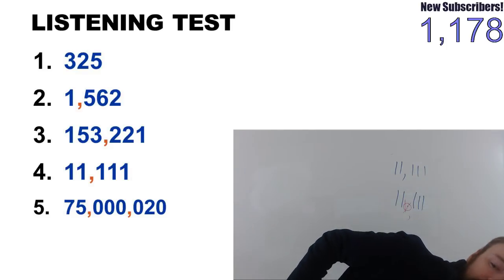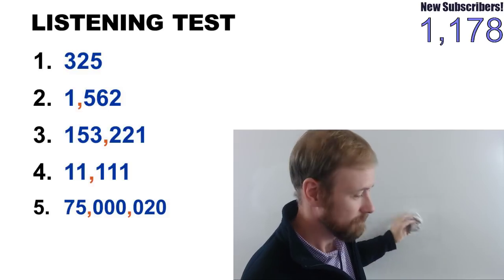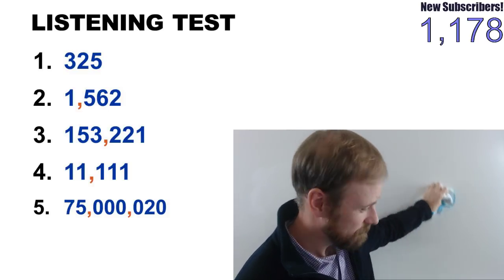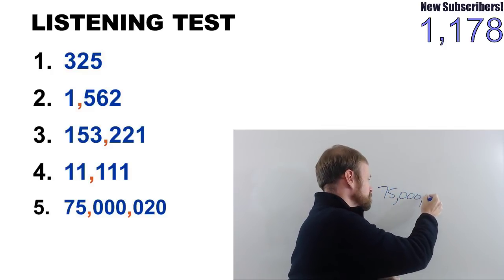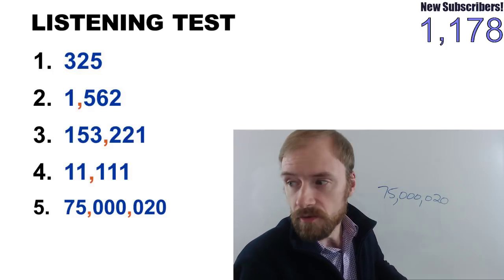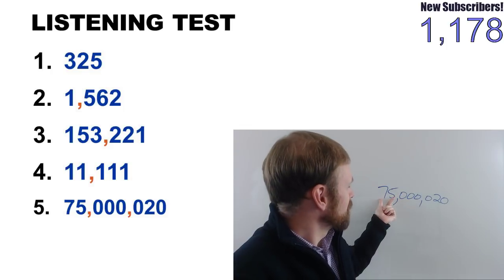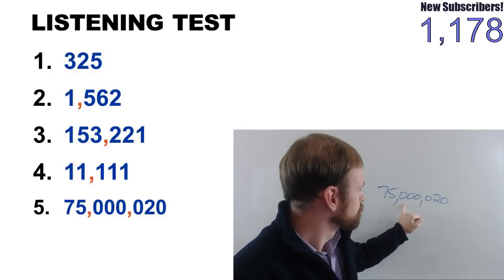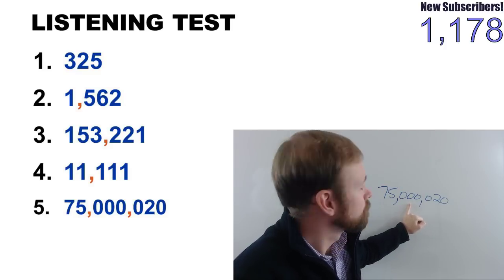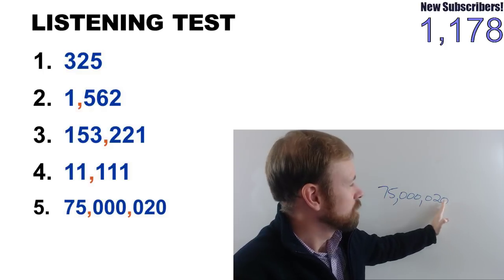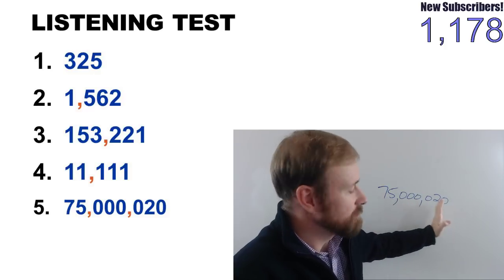Oh, dropped my eraser. So there's 2 commas. You can see it right away. I know 2 commas, it's a million. 75 million. There's no thousand. There's nothing to say about thousands. 75 million and 20.